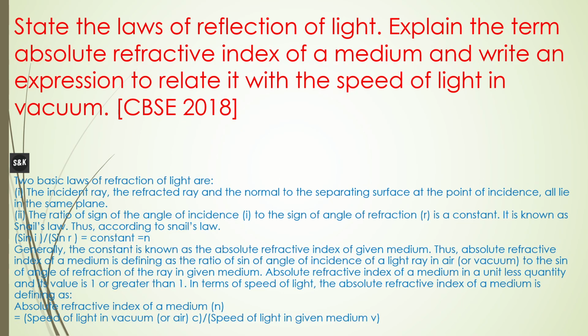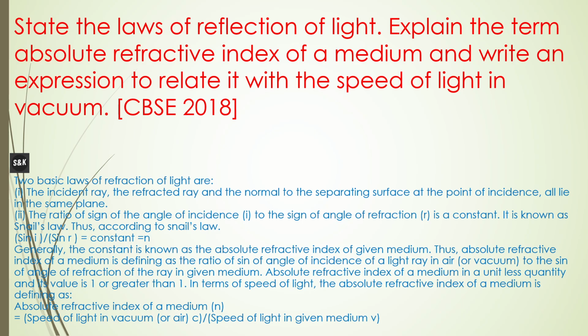Next, state the law of reflection of light. Explain the term absolute refractive index of a medium and give an expression to relate it with the speed of light in vacuum. Two basic laws of refraction of light: the incident ray, the refracted ray, and the normal to the separating surface at the point of incidence lie in the same plane. Next, the ratio of sine of the angle of incidence to sine of the angle of refraction is a constant. It is known as Snell's law. Thus, according to Snell's law, sin i upon sin r equals a constant for a given pair of media.